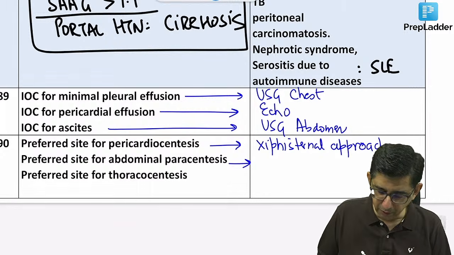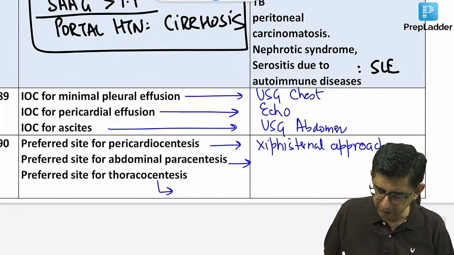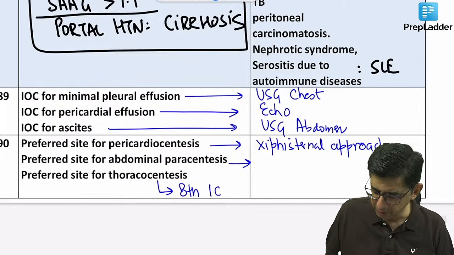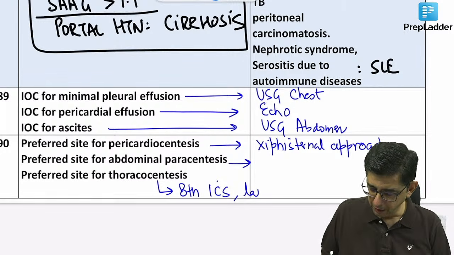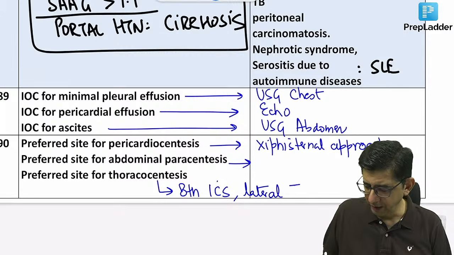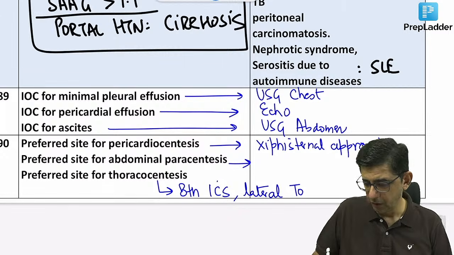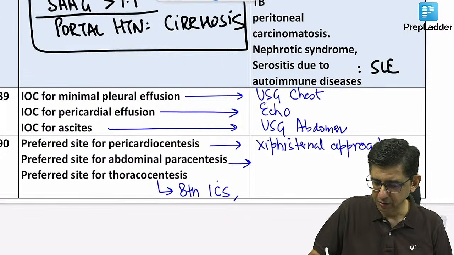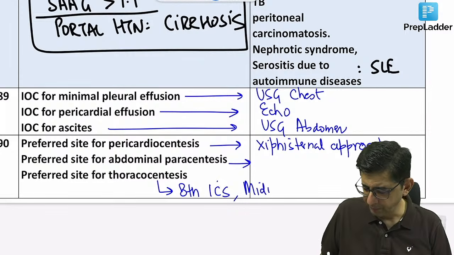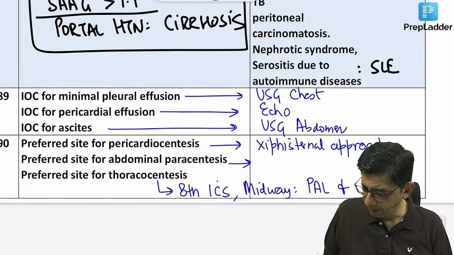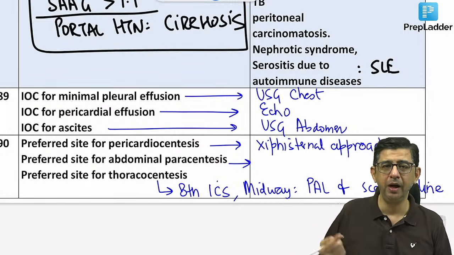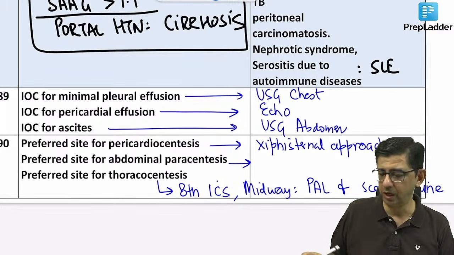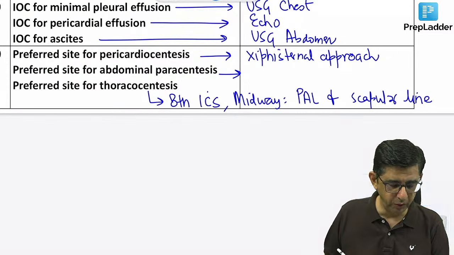Can I have the answer for abdominal paracentesis? Thoracocentesis, I know everybody answers 8th intercostal space, so that is not an issue. As low as possible. And I'm writing the remaining answer also. That would be usually lateral, or it is midway between the posterior axillary line and the scapular line. It would not be incorporating the mid axillary line. The needle space is not going to be mid axillary. It is midway between the posterior axillary and the scapular line. We stand behind the patient and then we do this procedure.